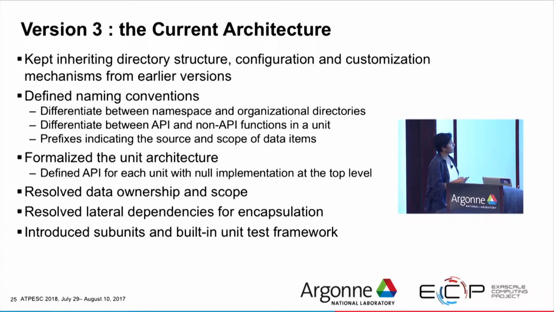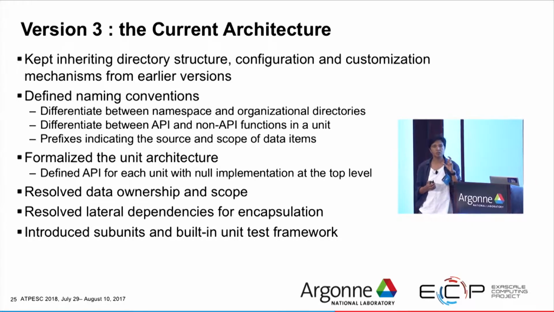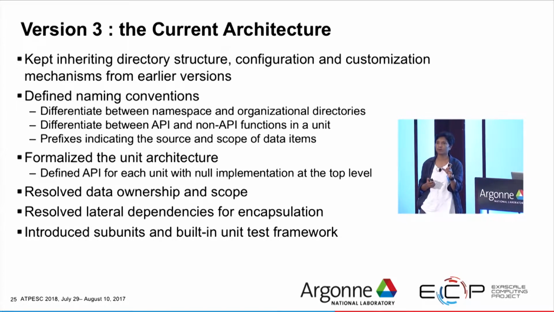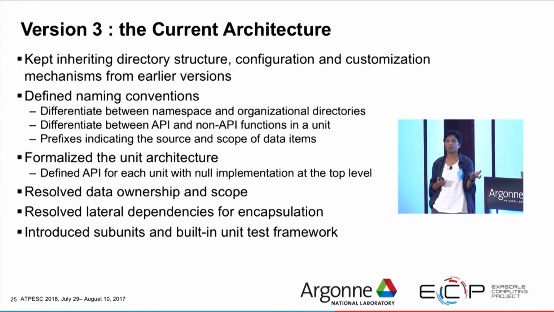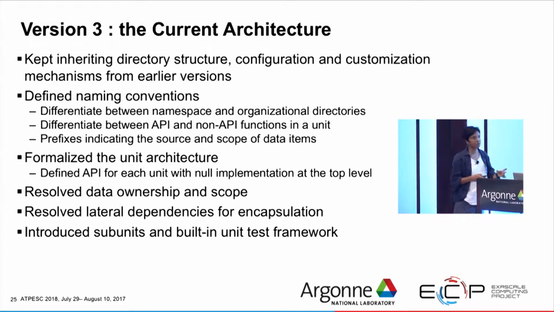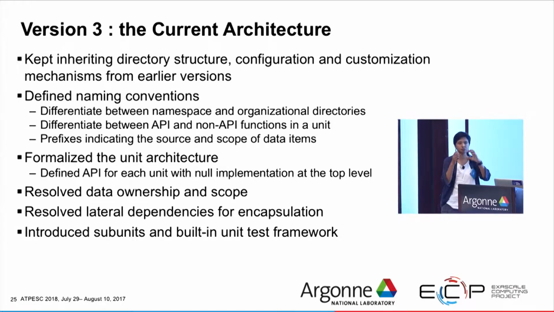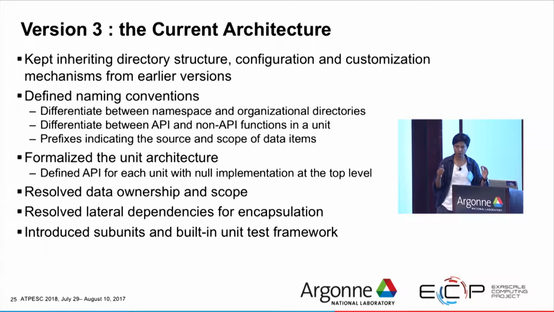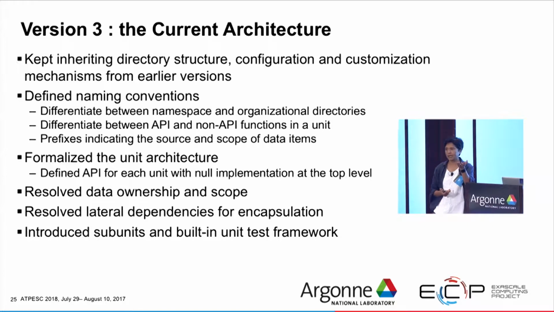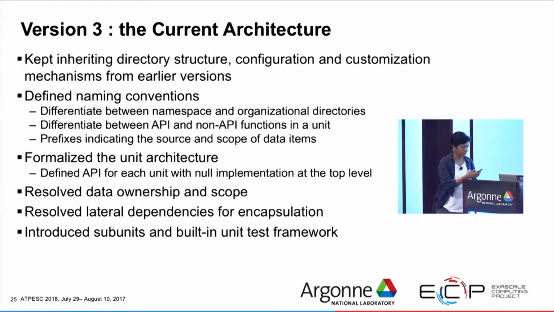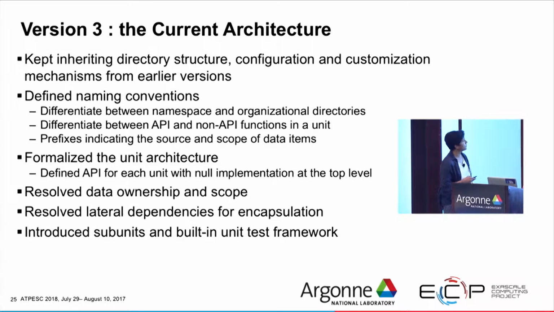Naming conventions were defined. Because we were using directories for inheritance, now we needed to differentiate between a directory that is there for organizational purpose versus a directory that was being used for namespace, and so that was formalized. The differentiation was done between the API and non-API. The unit architecture for every unit was formalized. Null implementations for the API were placed at the top level, and inheritance was more formalized. So API was defined for each unit, etc.